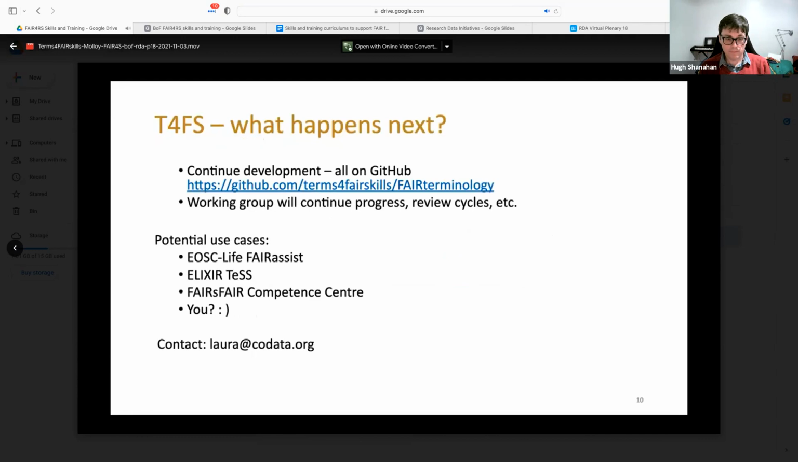So what happens next? Well, we're going to continue development, and that will continue to be visible on GitHub through the same link, as you can see on the slide here. And we're planning a working group supported through CoData, which will bring together the community to continue to progress review cycles and explore funding opportunities and so on. So if you're interested, please get in touch.